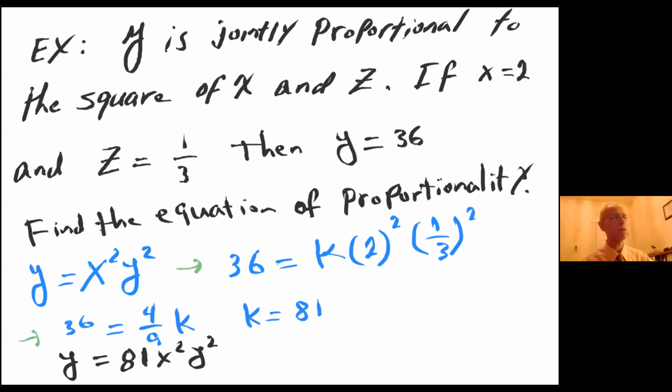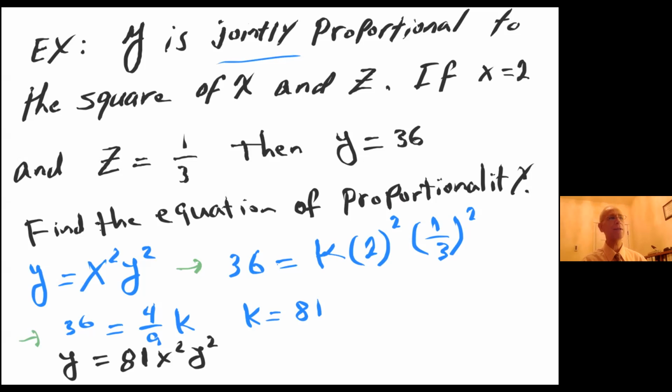Y is jointly proportional to the square of X and Z. If X equals 2 and Z equals 1/3, Y equals 36. Notice that in this problem, it didn't tell us that it is directly or inversely. It simply says jointly. So the word inversely or directly is not there. Anytime the word directly or inversely is not there, we are going to have to assume it's direct proportion.